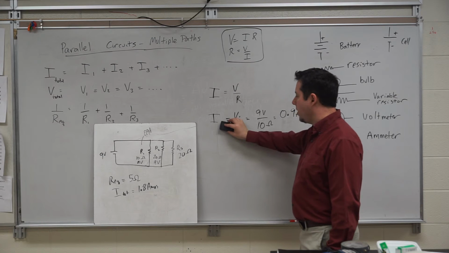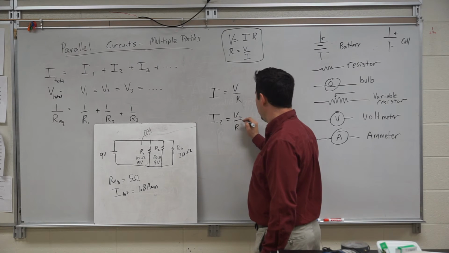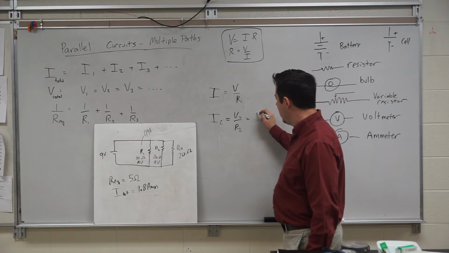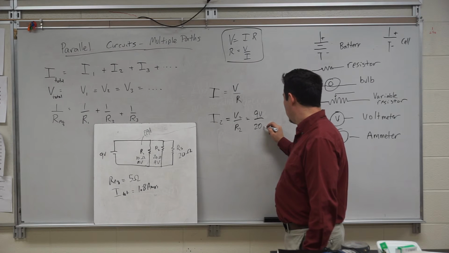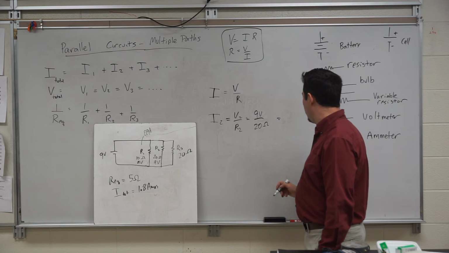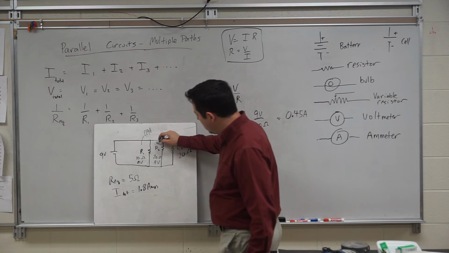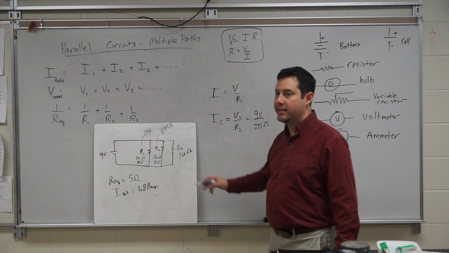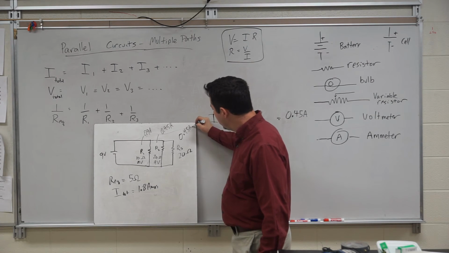We do the same with resistor 2, I2, V2, R2. V2 is now 9 volts also, but R2 is 20 ohms. So 9 divided by 20 is 0.45 amps. And if you did the same, R3 is the same as R2, right? So that should also equal 0.45 amps.